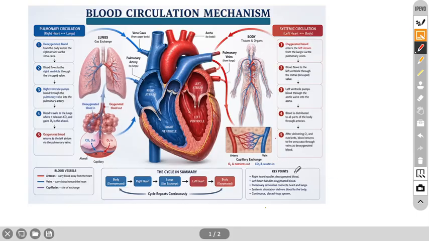Then you may know all of the key points. You may remember these key points in your mind. The right heart handles deoxygenated blood from the body, and the left heart handles the oxygenated blood from the lungs. Pulmonary circulation connects the heart and lungs, and systemic circulation delivers blood to the body. It is a continuous closed loop system, which is known as the blood circulatory system.